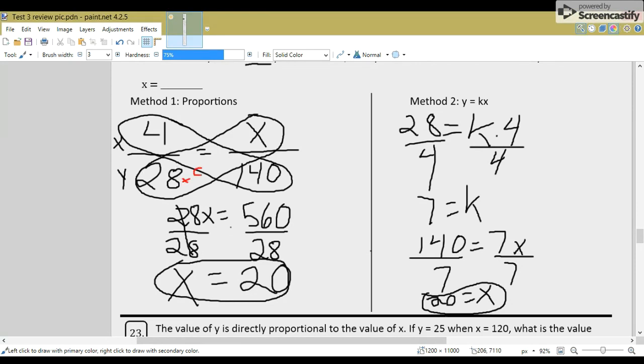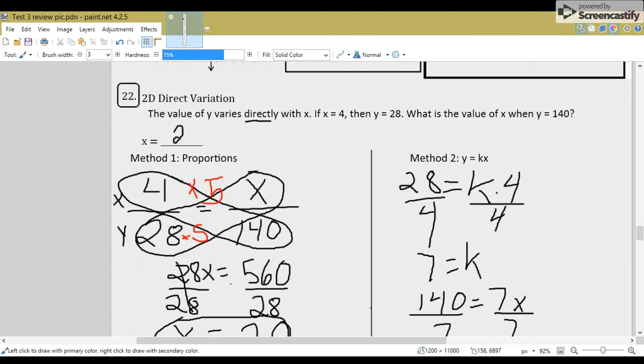You could also recognize that 28 times 5 equals 140. And so whatever you do to one part of the fraction, you have to do to the other. 4 times 5 is 20. So that could be a third way that you could find the same answer. Study each of these methods and then choose the one you like the best. So our answer is x equals 20.